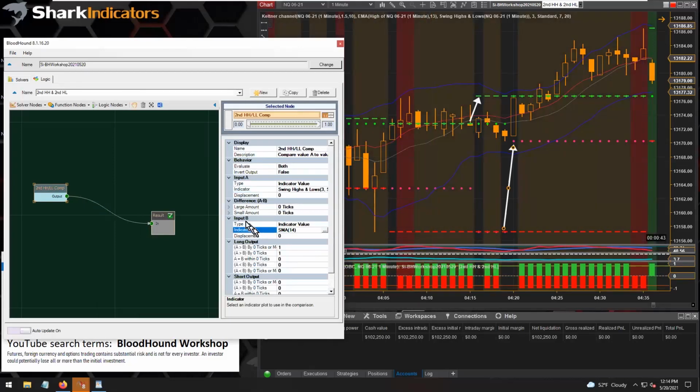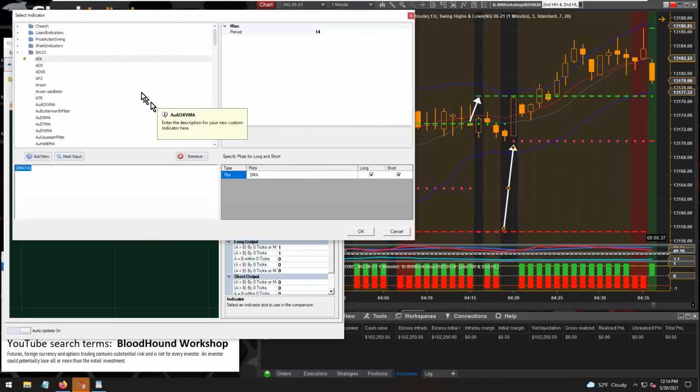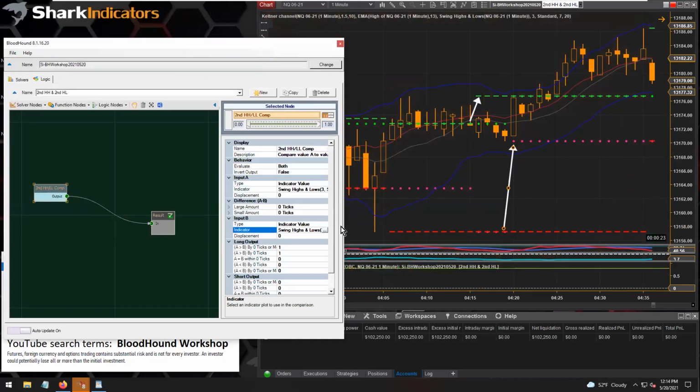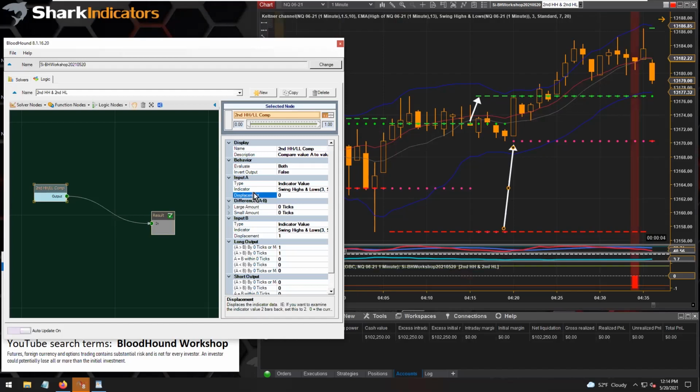and we're going to set that up again for input B. It's going to be the swing indicator again. So this time it's just going to fly through it a little quicker. So we're setting it up exactly the same, but this time input B, we're going to set a displacement to 1. And the reason why is because input A, that is going to be the current bar, and input B, that's going to be 1 bar back, right? That's going to be the previous bar.